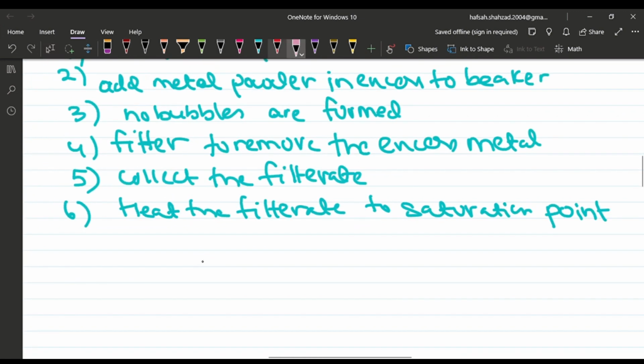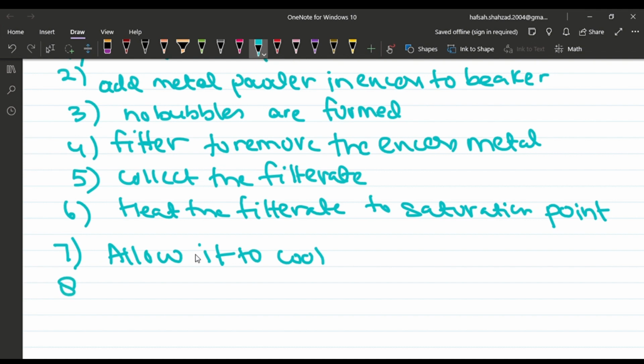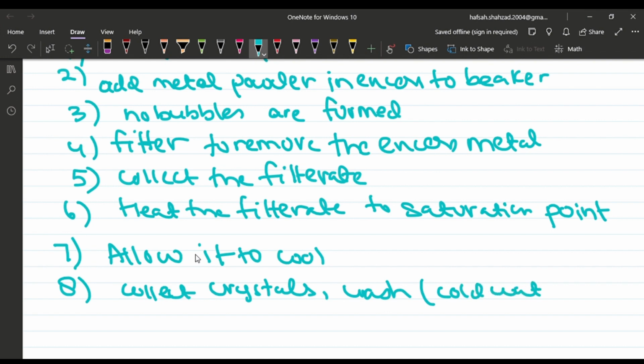So you heat the filtrate to saturation point. Then you need to allow it to cool, so eventually the crystals will form in that crucible, and those crystals will be of your salt. Now you collect those crystals. Crystals form. You wash them with cold water or any other organic solvent to remove the impurities, or dissolve the impurities and then remove them.